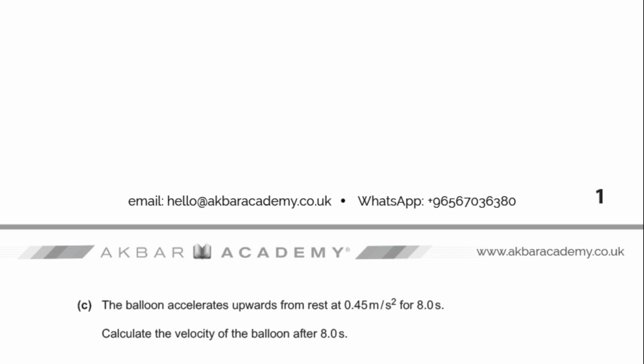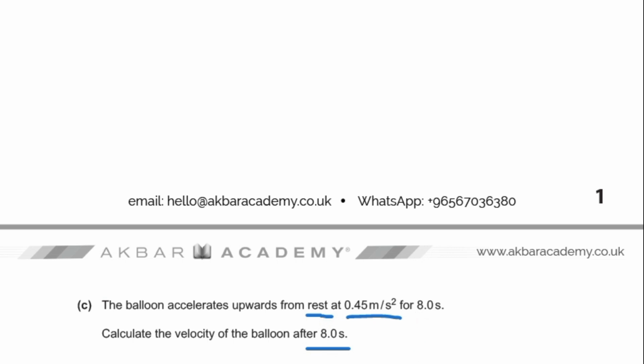Part C. Calculating the velocity after 8 seconds. The balloon accelerates upwards from rest at 0.45 meters per second squared for 8.0 seconds. We need to calculate the velocity of the balloon after 8.0 seconds. We are given acceleration a equals 0.45 meters per second squared, time t equals 8.0 seconds. Initial velocity u equals 0. Final velocity v is unknown.